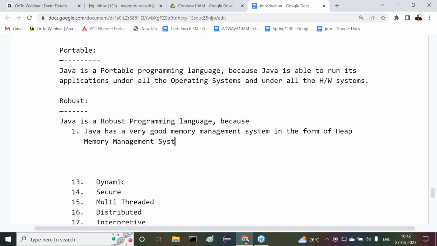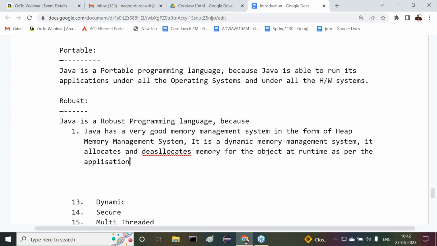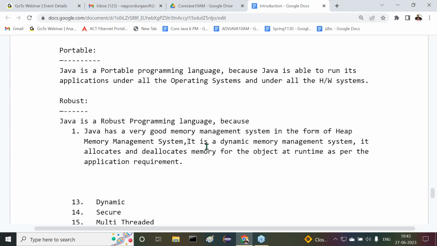Now here I'm telling you it is a dynamic memory management system. Then what is the meaning of it? It allocates and deallocates memory for the objects at runtime as per the application requirement. That's it. This is exactly the meaning of the memory management system.